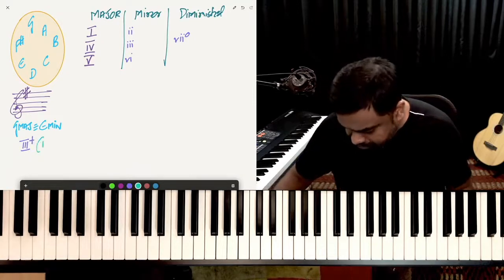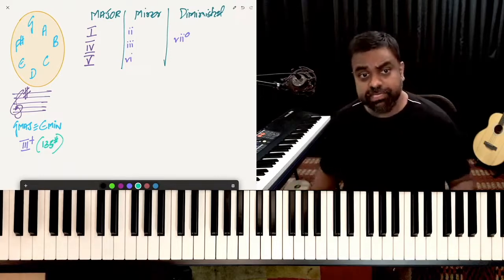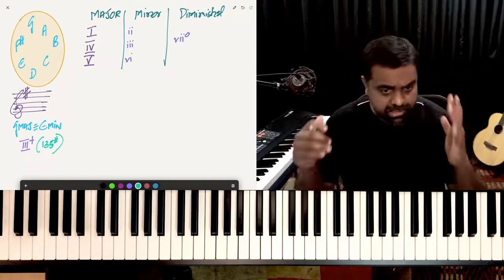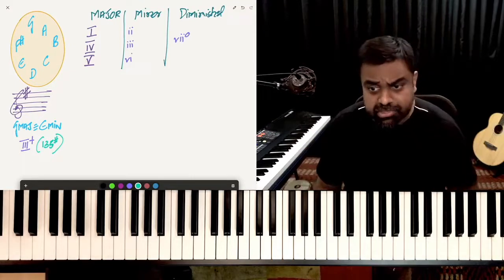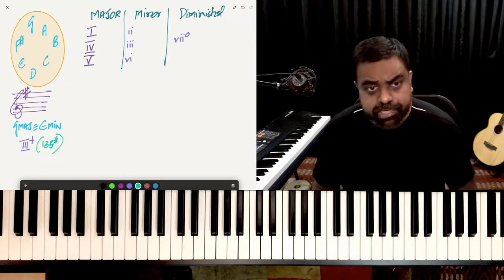The formula for an augmented chord is 1, 3, 5 sharp. You get this chord in the harmonic minor scale. You can check out my lessons. Just type harmonic minor on our YouTube channel. You'll get enough and more stuff on this augmented chord. Okay, so this Roman numeral system is very powerful.